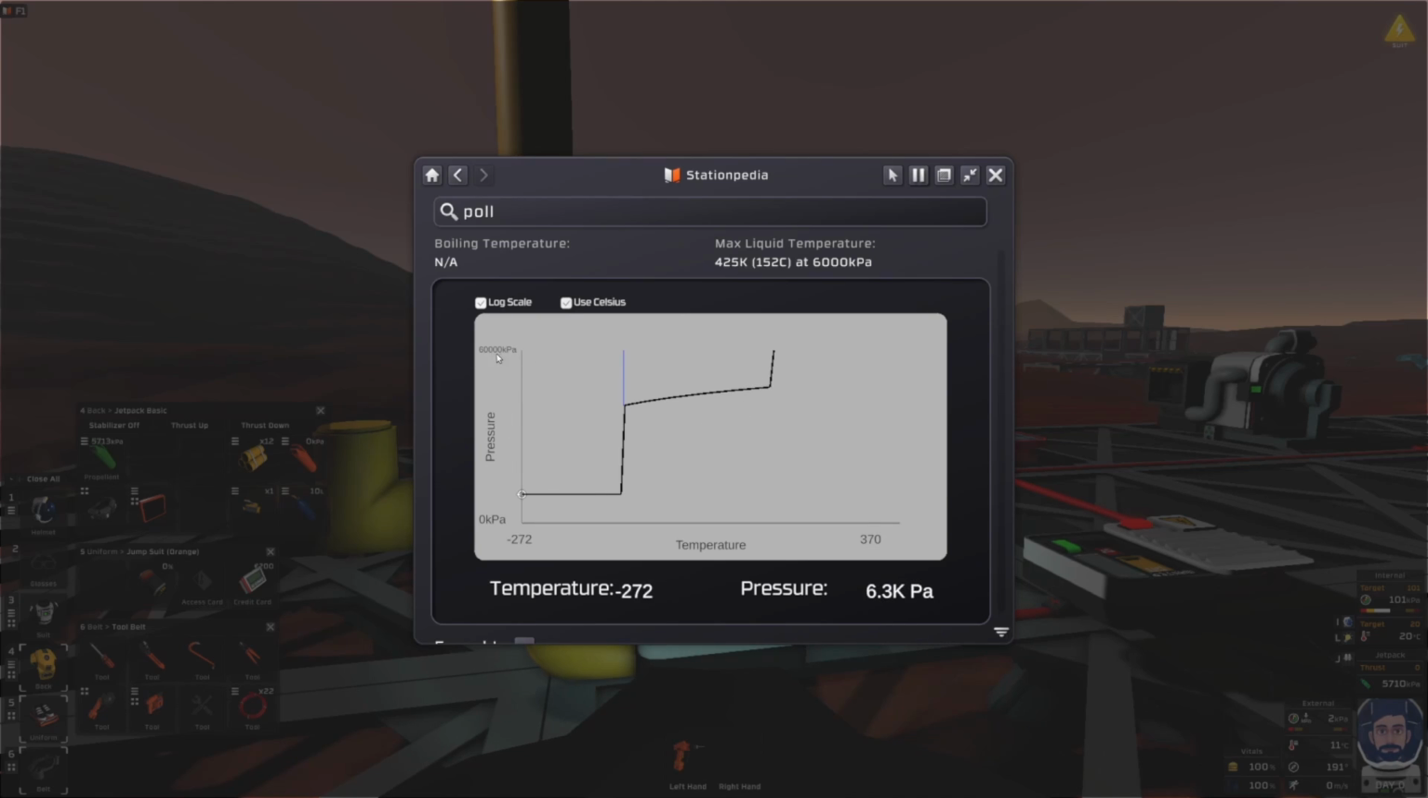The graph on the vertical axis shows you the pressure, and it stops at 60,000 megapascals, because that is the limit of any items in the game. While you can reach pressures higher than that, whatever contains this gas will quickly burst beyond that point.